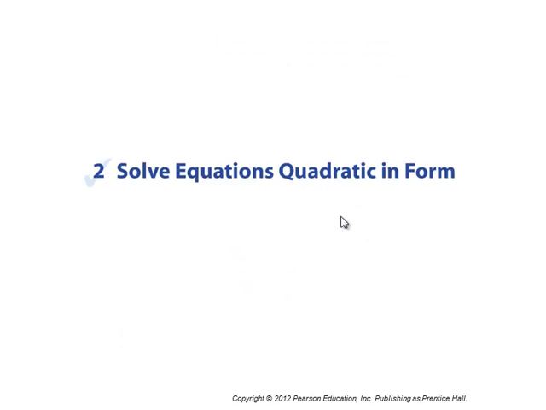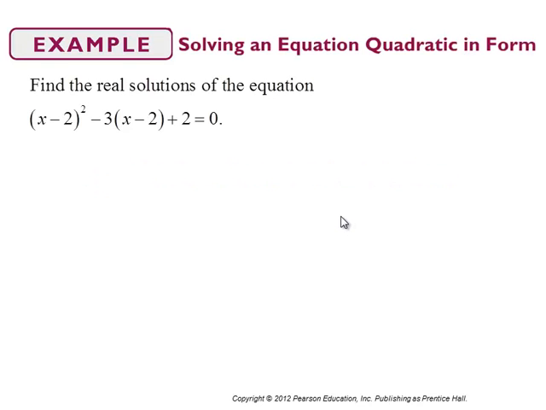So double check those solutions to verify that they really are solutions. Now, when we talk about equations quadratic in form, this is what we're talking about. But instead of x, we have x minus 2. All right, so you can solve this by doing a little substitution.